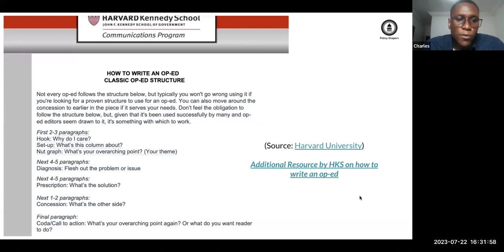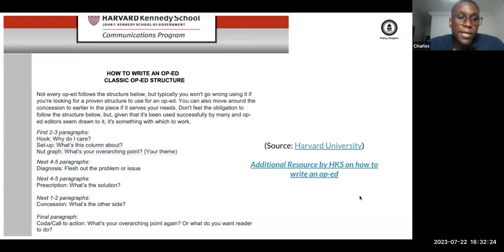The next one is the 4 to 5 paragraphs, the diagnosis. This is where you make your clear arguments, the body of the work, where you may want to use subtitles to explain what you're saying. If you saw what Ebenezar presented before, he talked about formal education in the mud. So it's you going deep into the discussion to talk about the key issues.